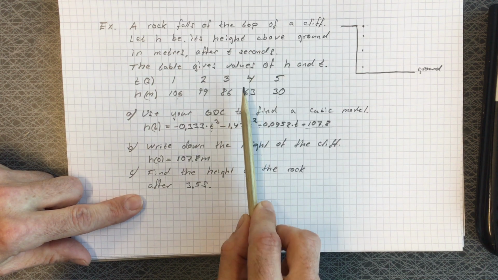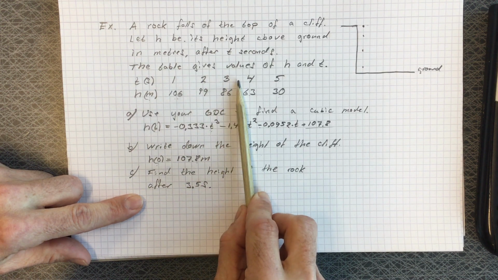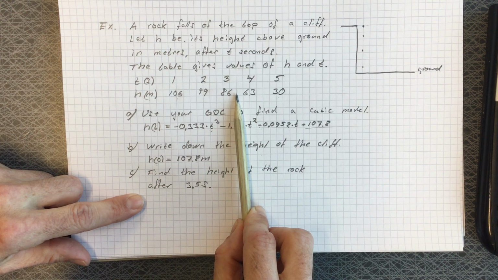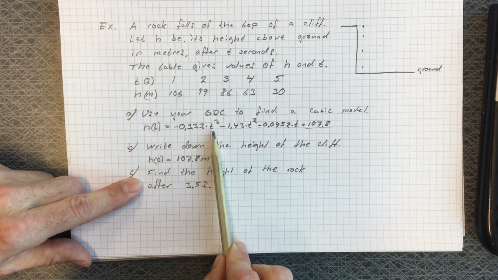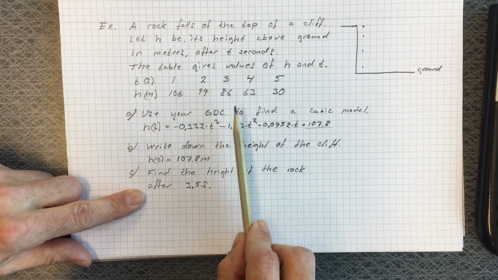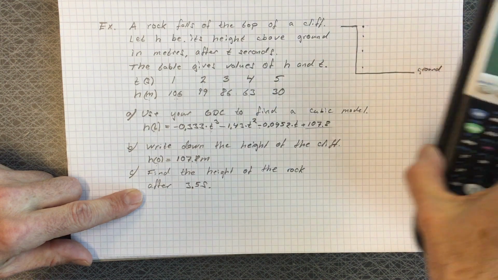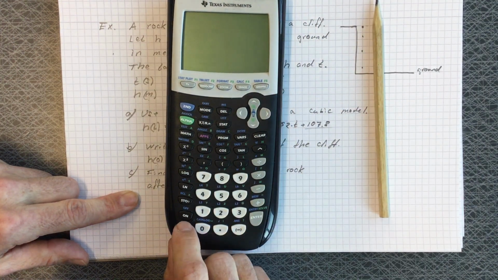You might think that 3.5 seconds is in the middle here, so the height should be in the middle. And that's true only for linear functions. But this function is not linear, it's a cubic function. Therefore, you can't take the middle value here. But we can use our calculator. So, let's look at it.